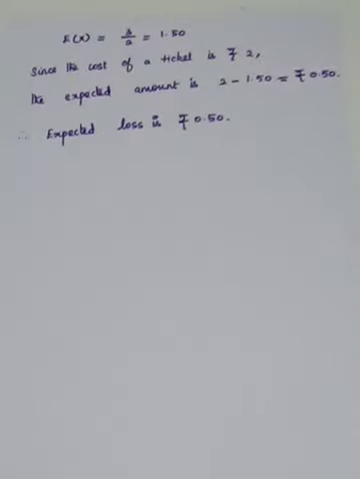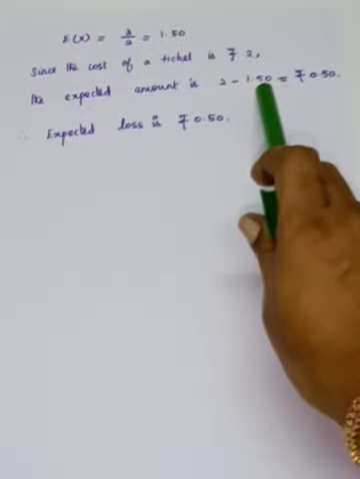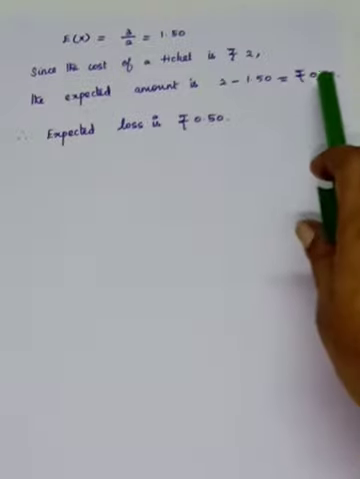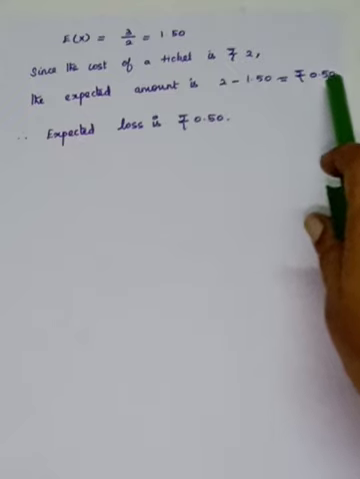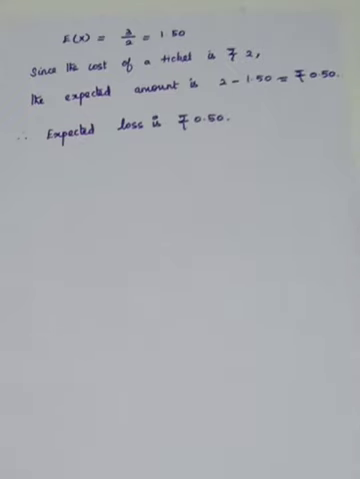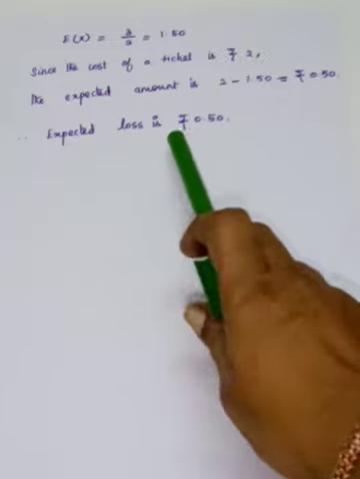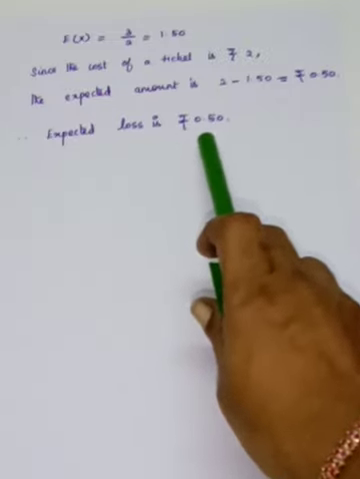Since the cost of a ticket is rupees 2, and the winning amount here is 1 rupee 50 paise, if you subtract, you will get the answer as 0.50. The ticket cost is 2 and the amount we are getting is 1.50. So it's a loss. The expected loss is 50 paise for a ticket.